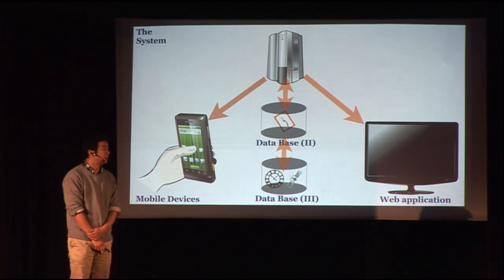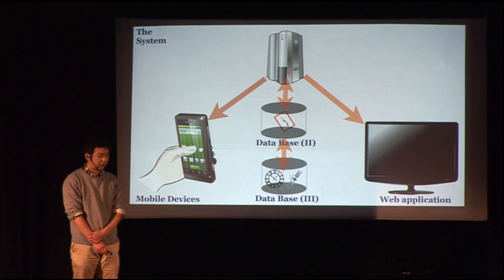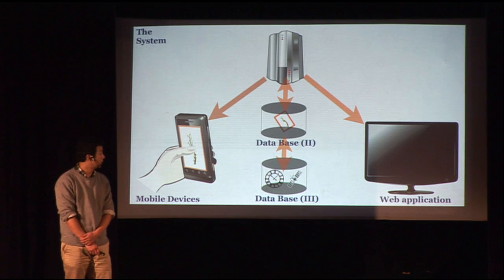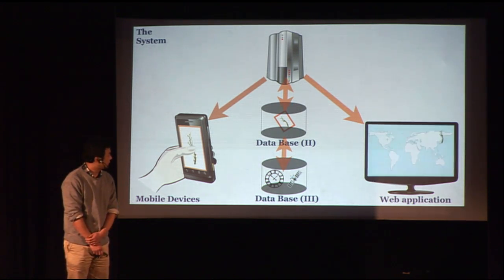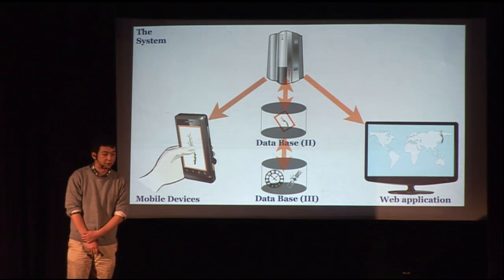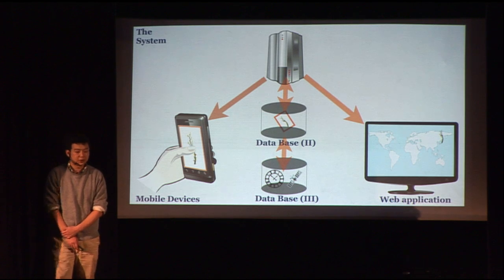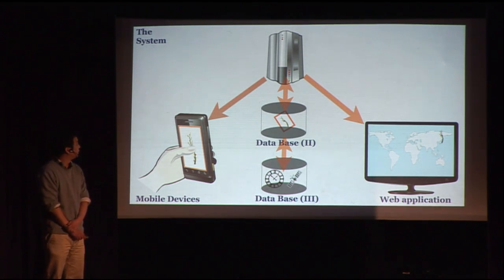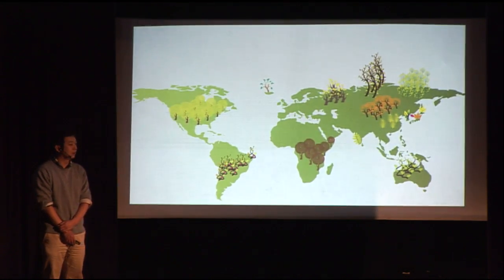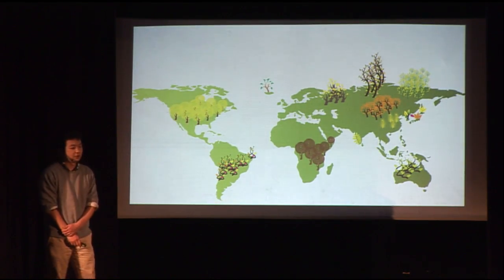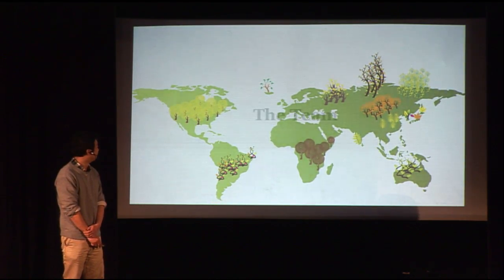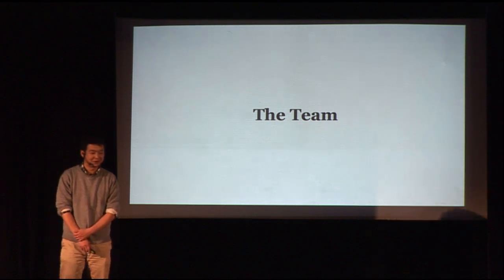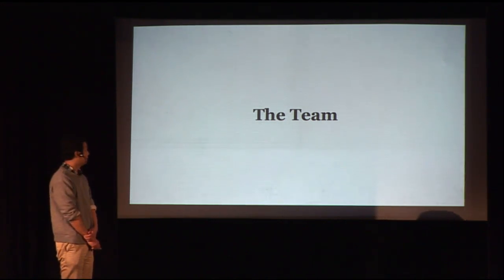The one who sent the picture will read the information about the species on the spot, and on the web application, the location of the species will be marked. And I think if this practice is repeatedly happening, the green map of the world can be made. This one I made with Illustrator. So to do this, I came up with a team.